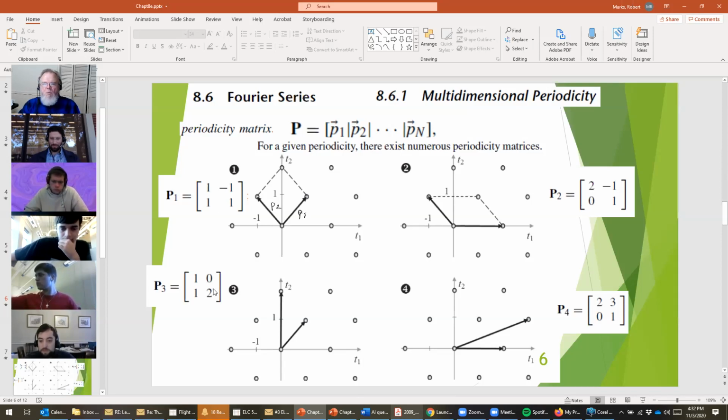So do you agree that that's 1, 1, minus 1, 1, right? So that's the periodicity matrix for this one. Over here, this is going to be P1, and this is going to be P2. And that's going to be 2, 0, right? Going over 2, 0. I haven't labeled my axes very well, but that's 1 and that's 2. So it's 2, 0, and then minus 1, 1.